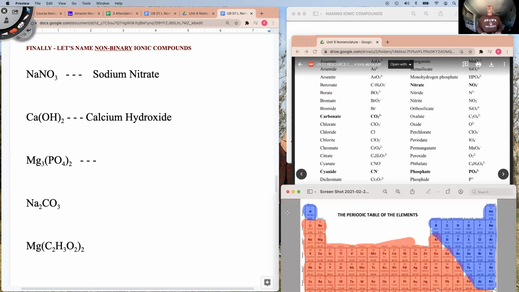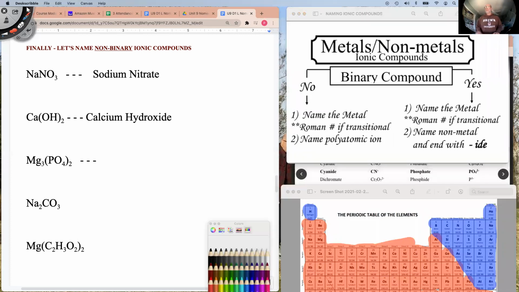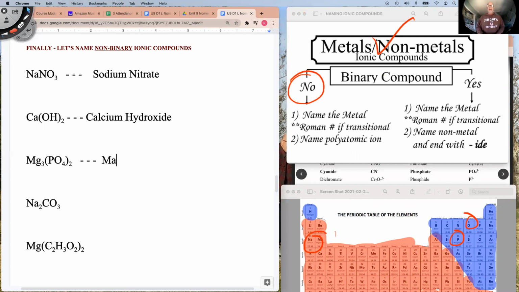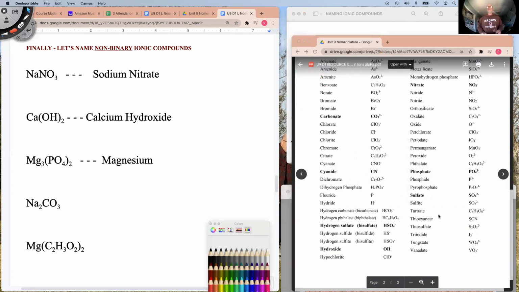All right, so here we go. Let's take a gander. Let's go through the process again. Is it a metal with a non-metal? Yes, it's a magnesium, and there's a phosphorus and an oxygen. Perfect. Is it binary? Nope, there's more than one. Name the metal, name the polyatomic ion. All right, let's do it. Mg is magnesium. All right, whoopsies. And then we got to go find PO4. Now, I'm just going to say it's negative because it's on the other.